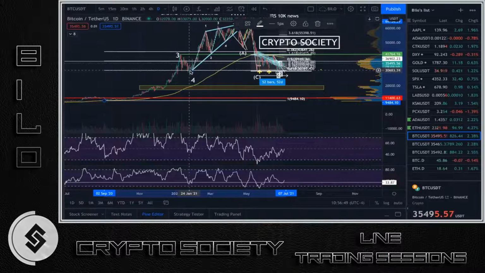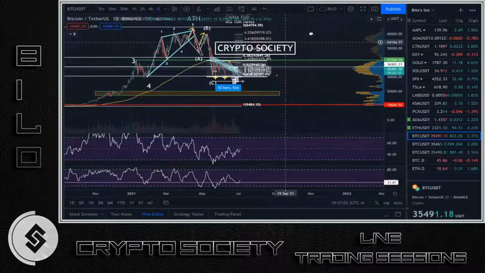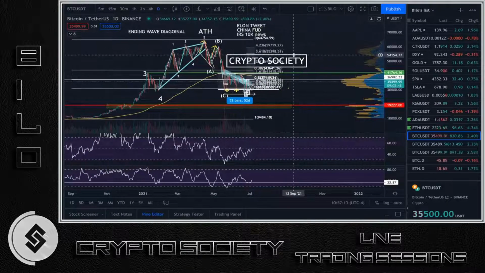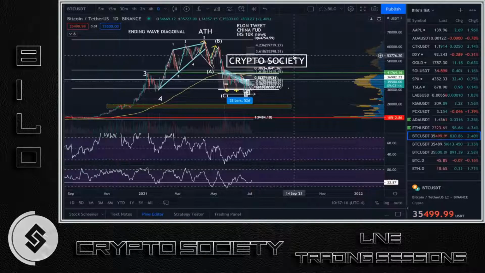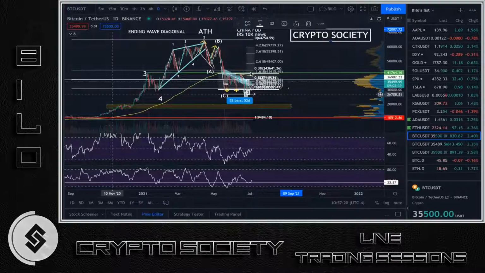Wave 4 bounced off of the eventual 618, and now we are in the vicinity of wave 4. It's been tested several times. So I think it's a safe bet to say that we are within the 618 pocket of the retracement from 10K to 64K. I'm just going to move this over so you guys can see the chart a little bit better. Here we go. So that's the macro view.